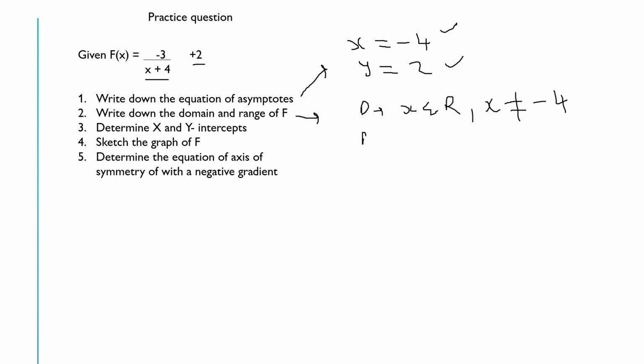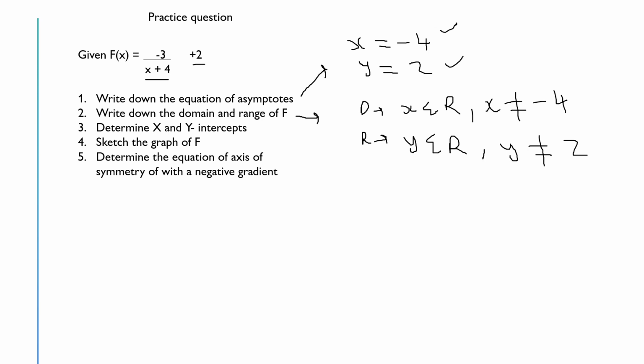For range, remember range goes with y. So for range, it will be y is an element of all real numbers, but y cannot be the y asymptote, which is 2. Then that's it. And that will be 2 marks each. So by now we'll be having 4 marks, which is nice to get, by the way.